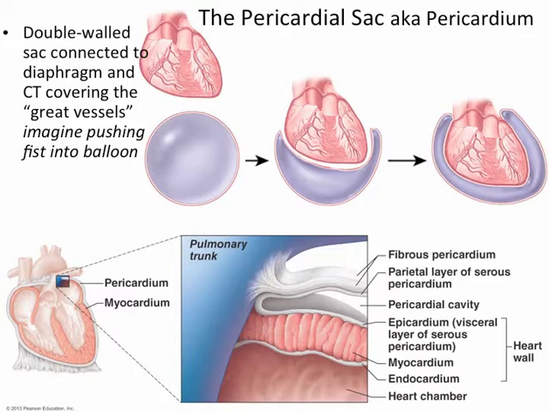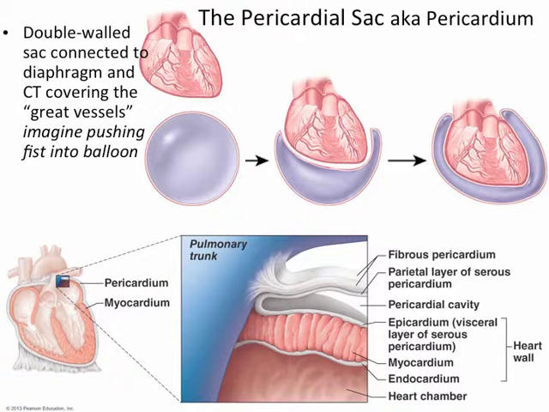Serous fluid is... So if you remember from 201, there's a visceral and a parietal layer. So the visceral part of any organ is the part of the serous membrane that's on top of the organ, and then the parietal layer is the part that lines the wall or the cavity that the organ is in.